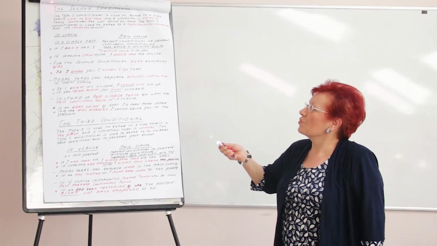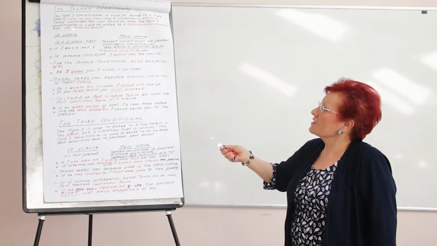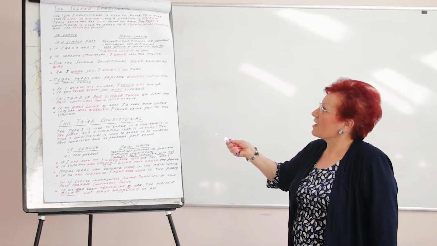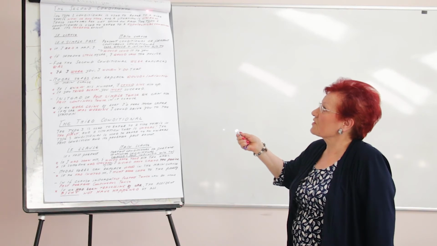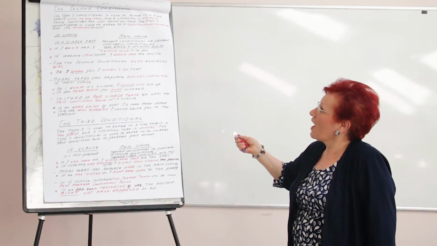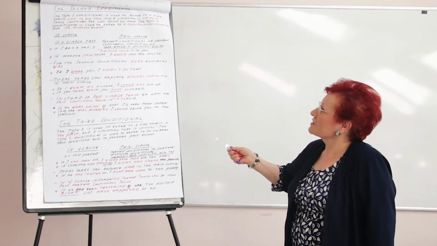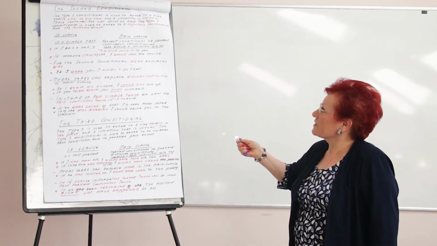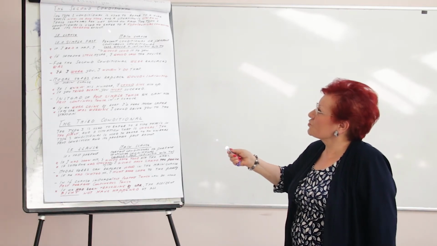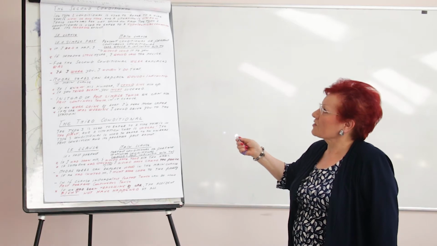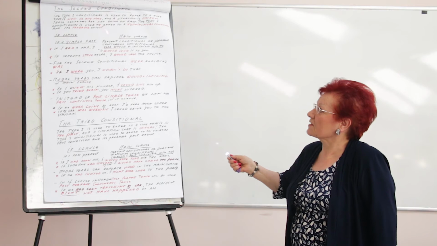The type 2 conditional is used to refer to a time that is now or any time, and the situation is unreal. So that is the difference between zero and the first one. These sentences are not based on fact. The type 2 conditional is used to refer to hypothetical condition and its probable result.